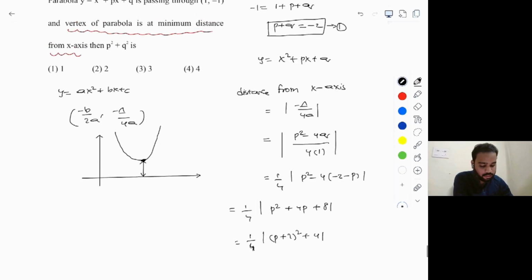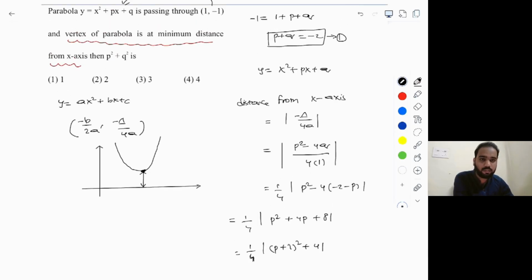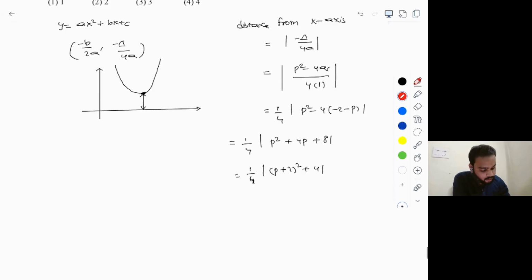Now, if you observe the question, they are saying this vertex is at a minimum distance, which means I have to minimize this value. Okay, so I think I got the idea by now. If this has to be minimum, I can say that p plus 2 value must be equal to 0, since p plus 2 whole square is a perfect square of a real number. So if it is supposed to be minimum, then it should be equal to 0. That is, p is equal to minus 2. That is, when p is equal to minus 2, you will have the minimum distance.